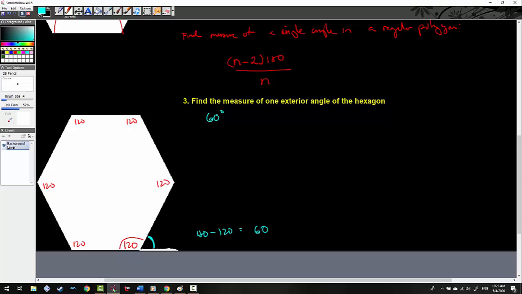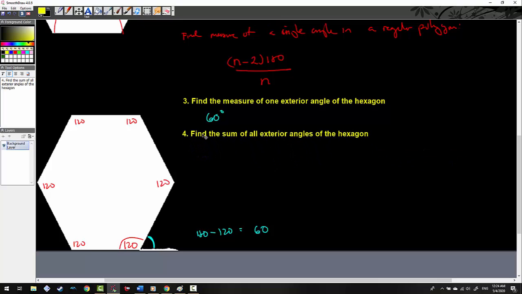And then, following up with that question, I'm going to ask the final question, which is going to be, switch colors back, find the sum of all exterior angles of the hexagon.